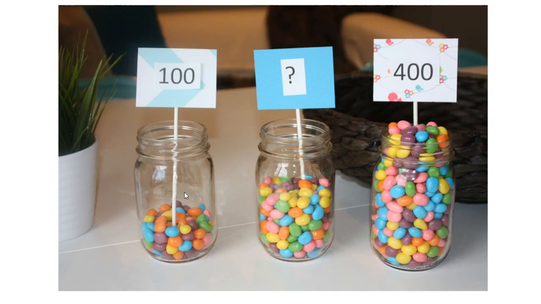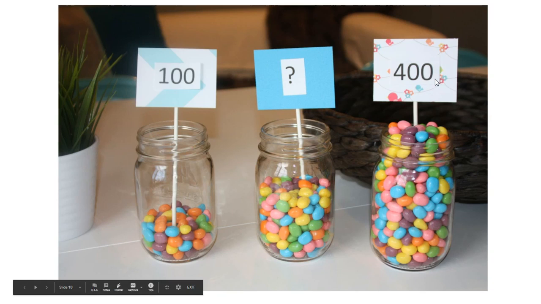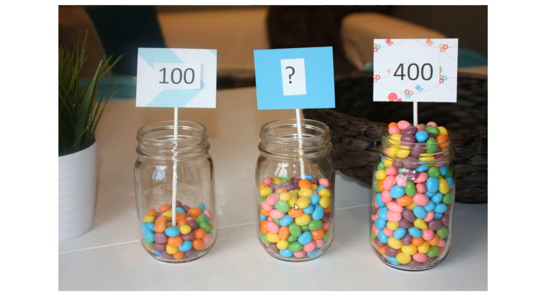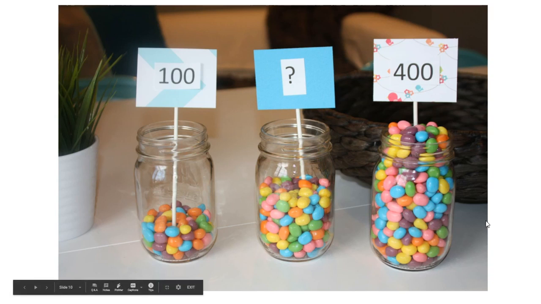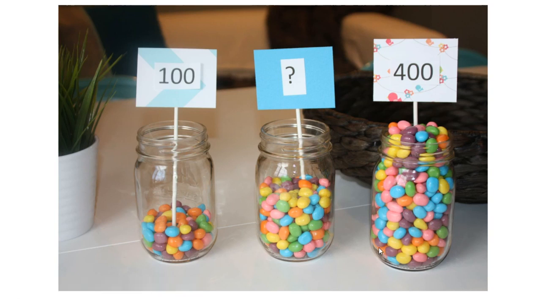Let's make another estimation. So if we know that this first jar shows 100 jelly beans, and we know that the last jar shows 400 jelly beans, how many jelly beans do you think are in this middle jar? Would a guess of 50 be a good estimate? No, because I know that there are more than 100. How about a guess of 500? No, because I know that there's going to be less than 400 because I look at my two jars. So, what would be a good estimate? I would say maybe 200. What do you think?